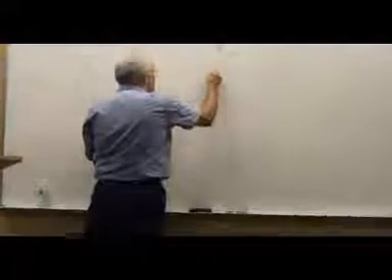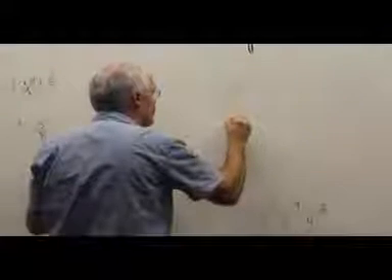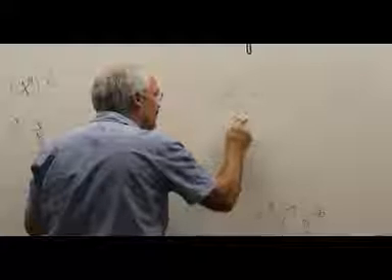Now, let's try their next one, which is x to the 3/7 divided by x to the 2/7. Jason should be the one giving us the answer to this one.